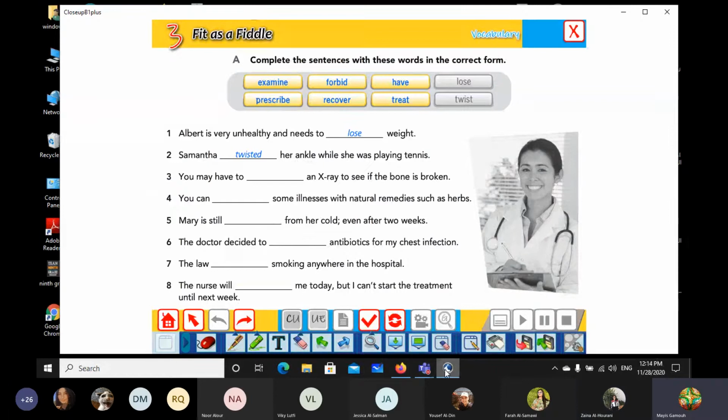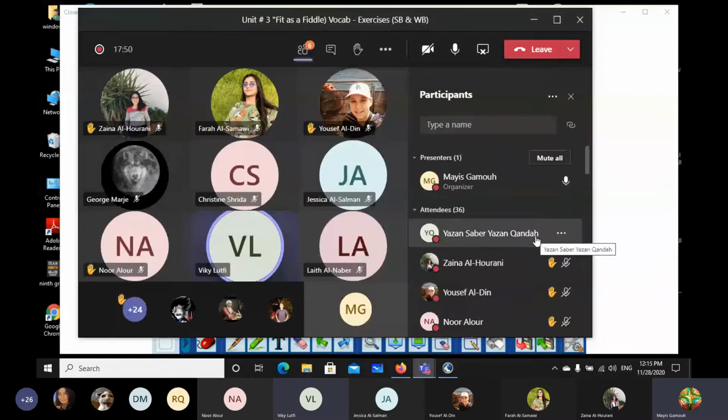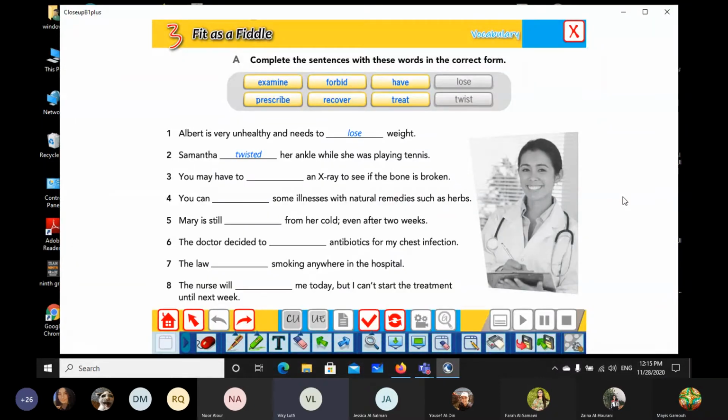Number three, would you like to do it, Vicky? Vicky, are you here? Yes, teacher. You may have to an x-ray to see if the bone is broken. Yes, to see if the bone is broken. Examine. Okay, look at the sentence here, Vicky. Do you know the meaning of the word x-ray?